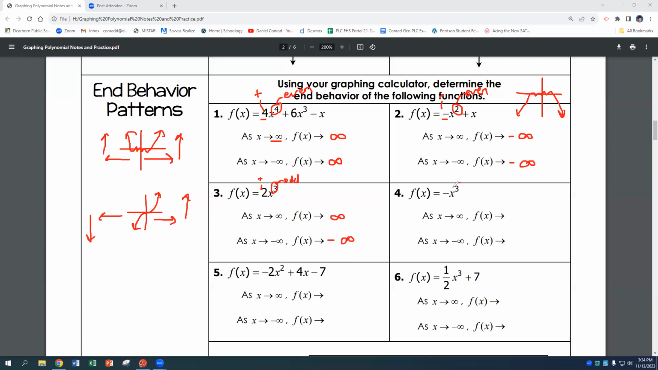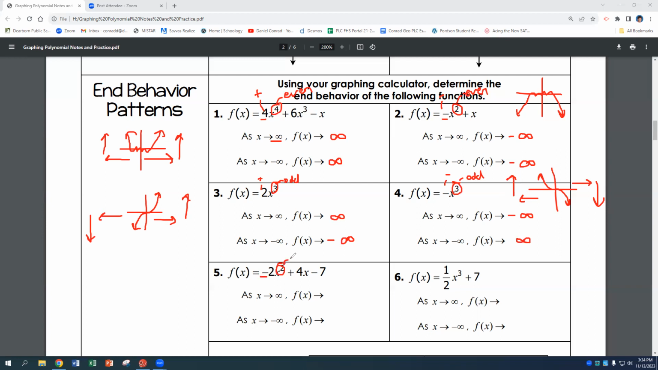Okay, this one's going to be odd and negative. So it's going to look something like this. It's going to come down and look like this. So as you go to the right, you're going to go down to negative infinity. And as you go left towards negative infinity, it's going to go up towards positive infinity.